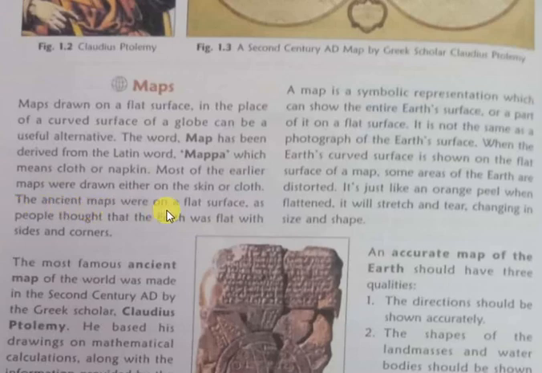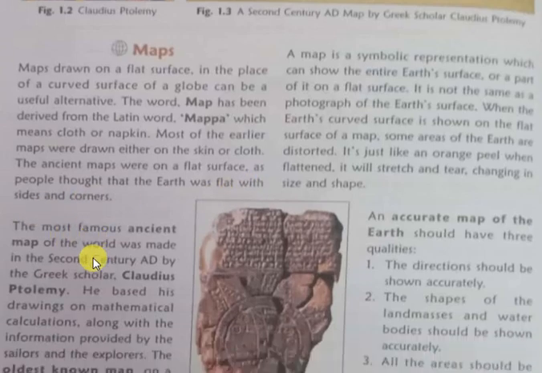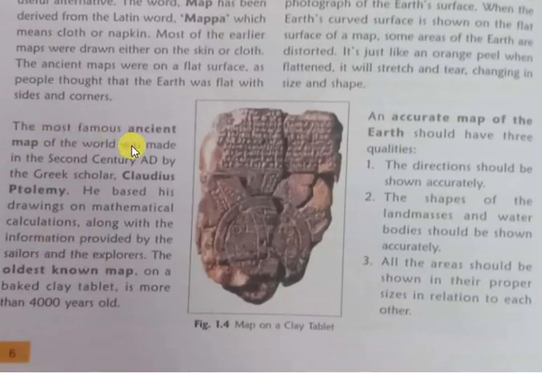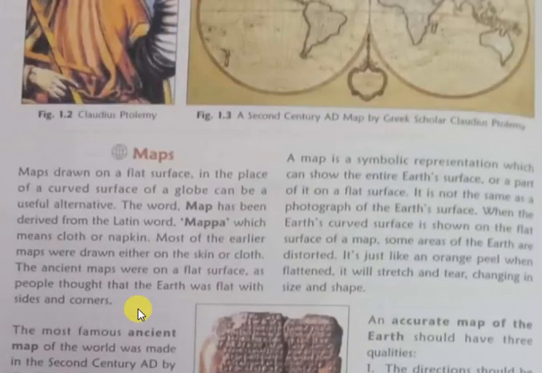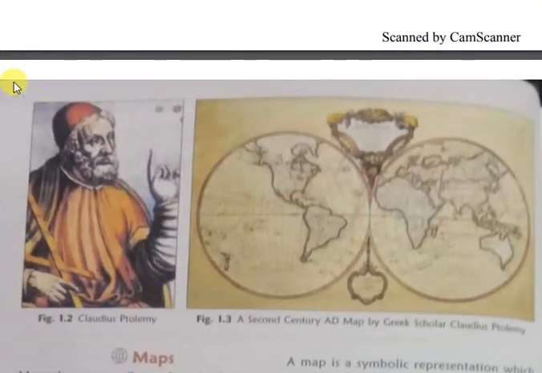The ancient maps were on flat surface as people thought that the earth was flat with sides and corners. The most famous ancient map of the world was made in the 2nd century AD by the Greek scholar Claudius Ptolemy. He based his drawings on mathematical calculations along with the information provided by the sailors and the explorers. The oldest known map on a baked clay tablet is more than 4,000 years old. This is the map which was formed on a clay tablet. You can see it is 4,000 years old, and here is the picture of Claudius Ptolemy who first developed the map.